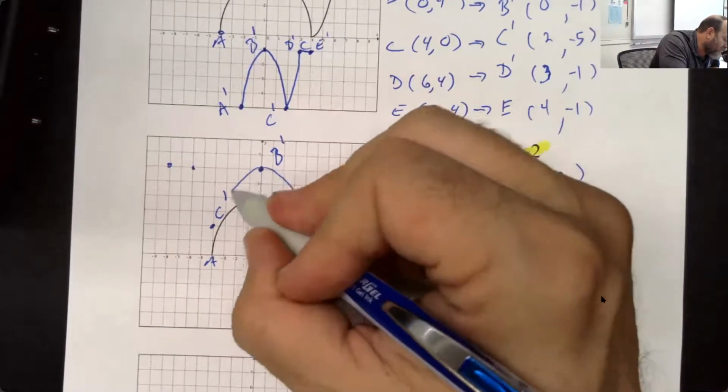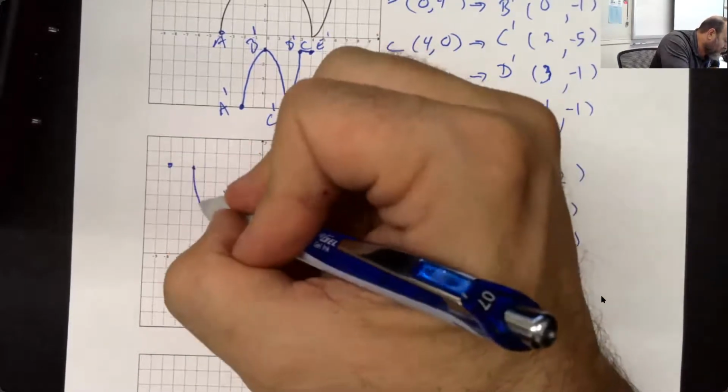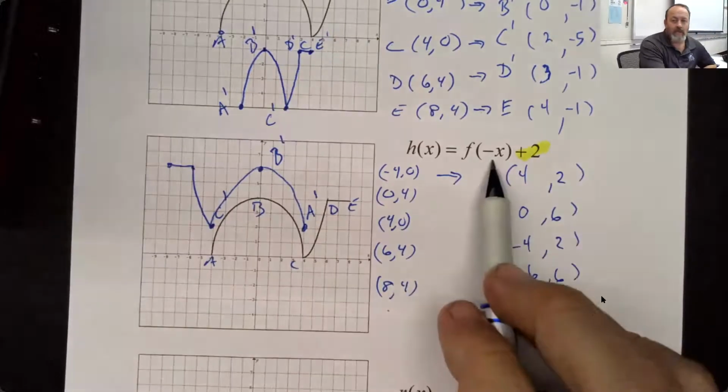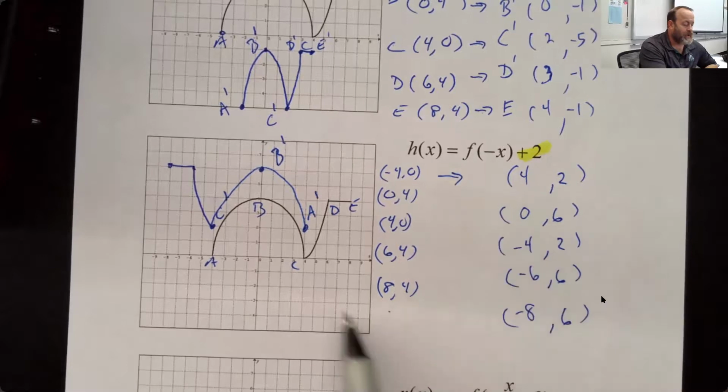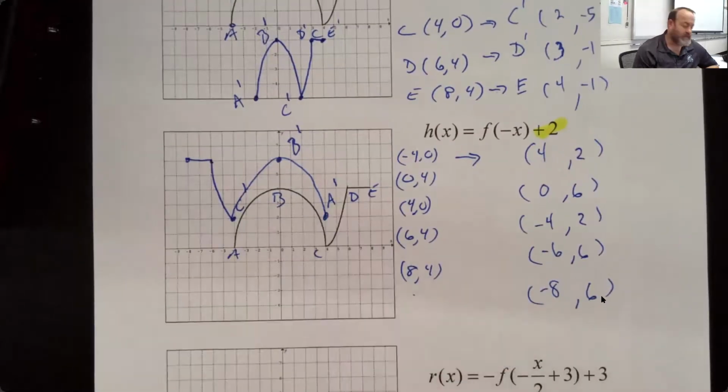And what you'll notice is this is a reflection across the y-axis, scooted up too. So you'll notice it's like the arm is going in the other direction. That's pretty straightforward and easy stuff.